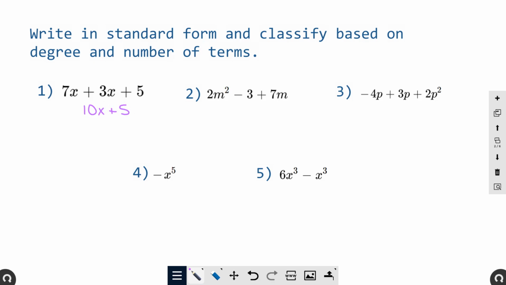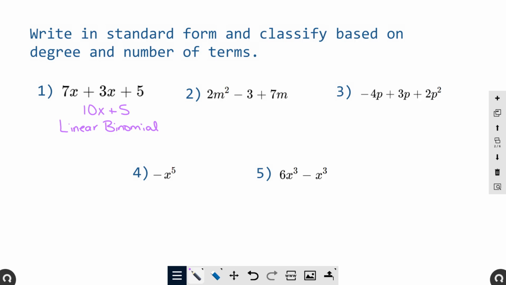It is a binomial. Good, because it has two terms. Good, and linear. It kind of looks like mx plus b, doesn't it? So that would be a linear binomial. That x has a power of 1, so it's linear. There are two parts, so it's binomial. All right, let's look at problem 2.